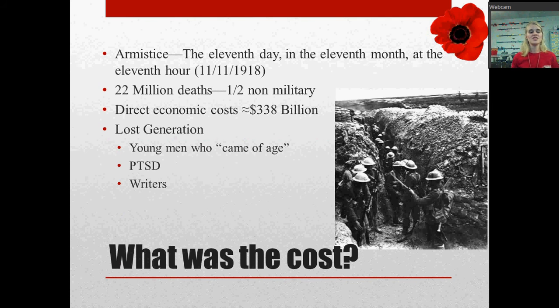The term "the lost generation" actually ended up applying mostly to these authors who had fought in the war. Men like Ernest Hemingway, F. Scott Fitzgerald, they left the United States and went over to Paris, most of them, and they wrote about their war experiences. They struggled with their PTSD, and really this is a generation that was never quite the same.